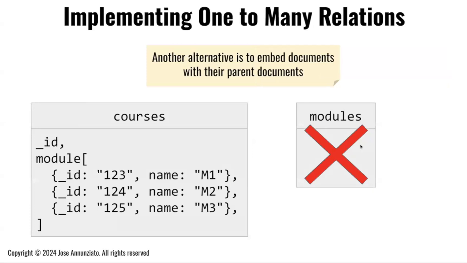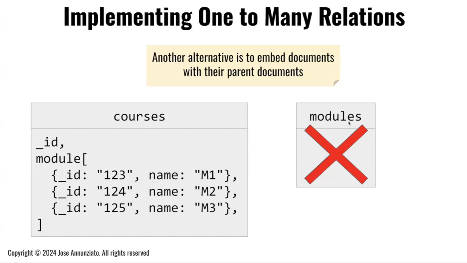The other option, also available to us in a non-relational database, is that we might not even have a separate collection of modules. Instead, we can embed each of the instances, all the modules, in an array inside of the courses. We can totally capture all the modules here in the courses, completely obviating the need for a separate table or a separate collection.